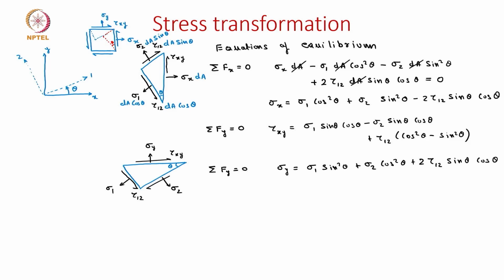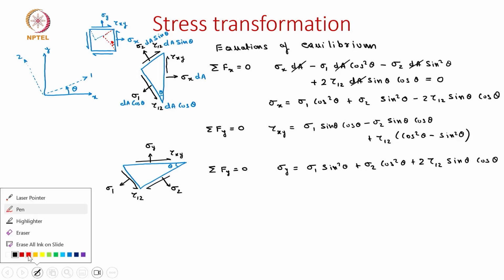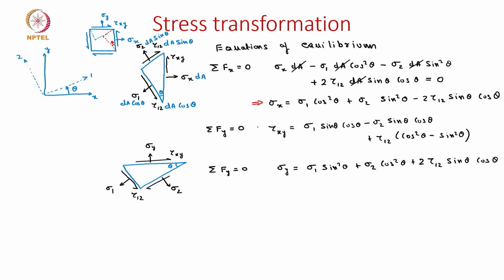Okay. Let us try to get these three equations into a matrix form. So, what are the three equations we are looking at? We are looking at this sigma x, sigma y and tau xy. So, now if I write these in the matrix form, this can be written in terms of a 3 by 3 matrix times the stresses in the material coordinates, which are sigma 1, sigma 2 and tau 12.